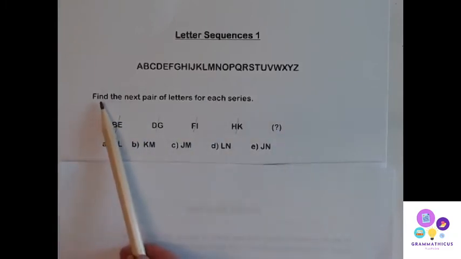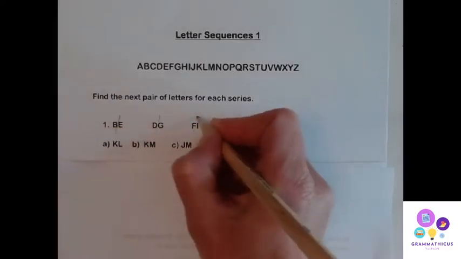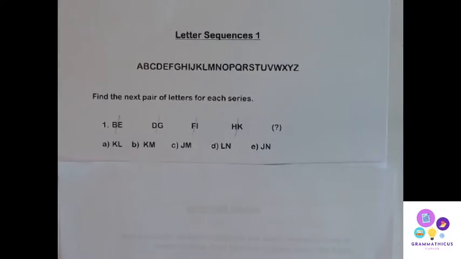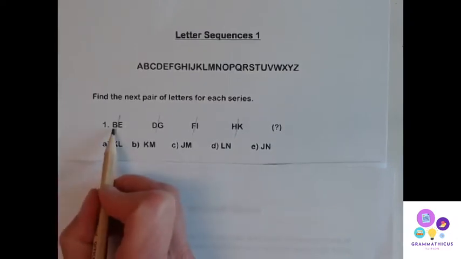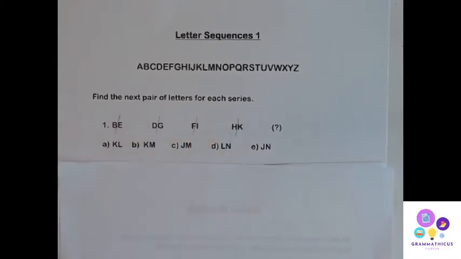The instructions say find the next pair of letters for each series. Now you can see that I've drawn a pencil line down between each of the letter pairs that we have been given. What that helps me do is concentrate on each letter independently of the other in the pair.